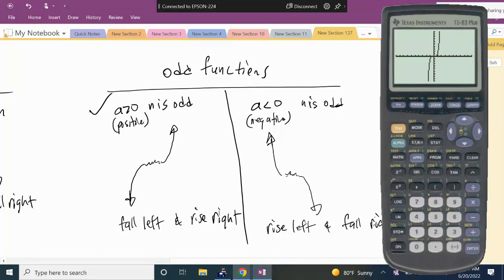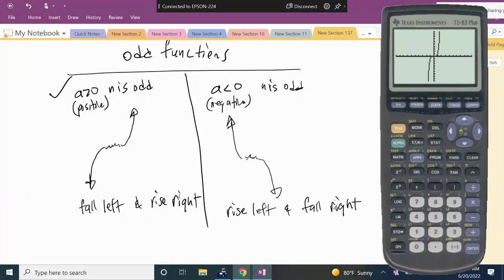And in order to see the other setup, I'm going to put in negative x cubed. So negative x raised to the third power, and this graph should rise to the left and it falls to the right. Okay. So this is the end behavior of graphs. Okay, and we'll see why that's important. Let's see, I'll find a question that deals with that.